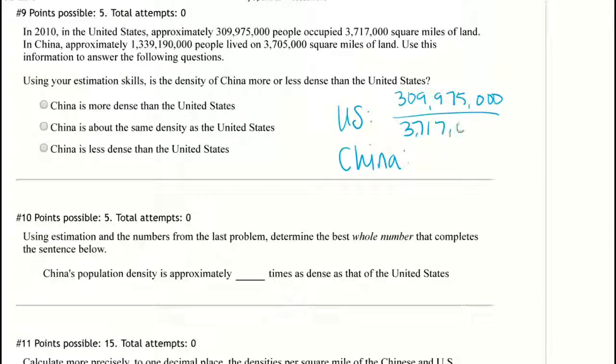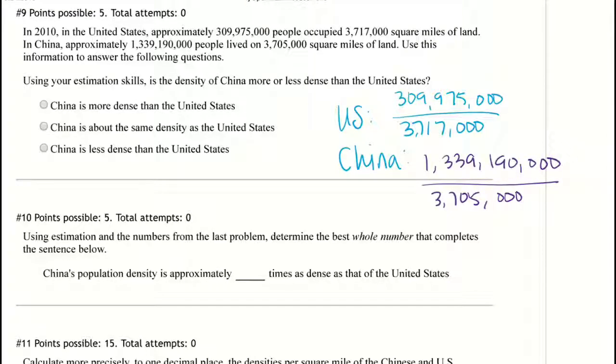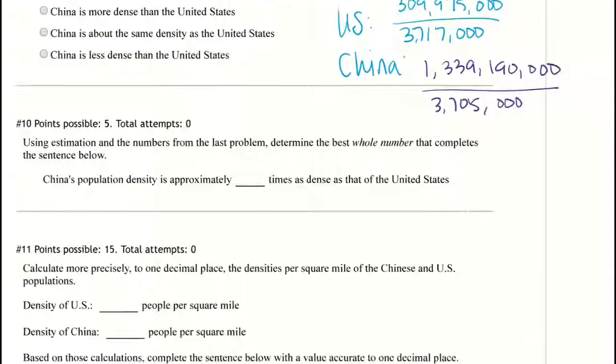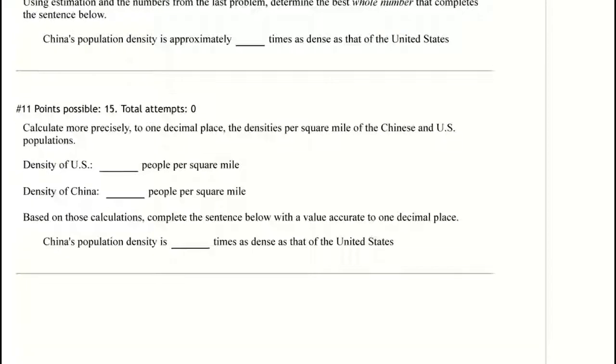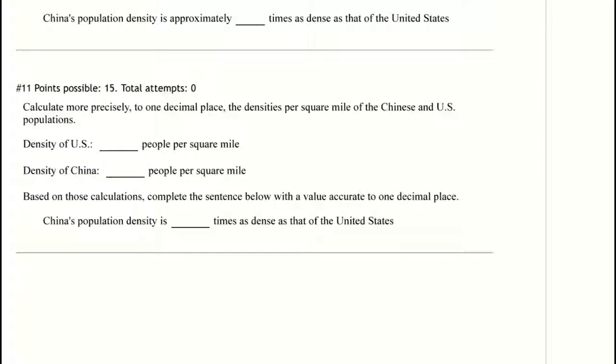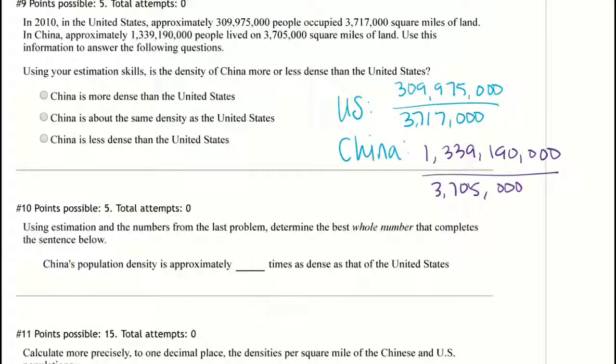Now notice number 9 says to estimate. So then you're kind of guessing, using your math knowledge, your math reasoning skills to figure out which one is more dense, or just your real world reasoning skills too. So they have about the same space, but China has a lot more. So that means China is going to be more dense. And then once you plug those in the calculator, you're going to write them down or enter them in for the number 11.